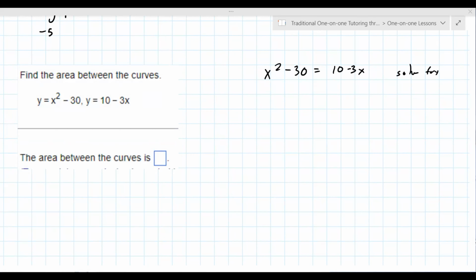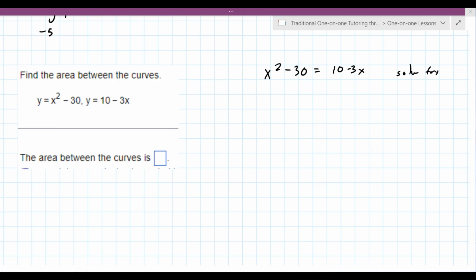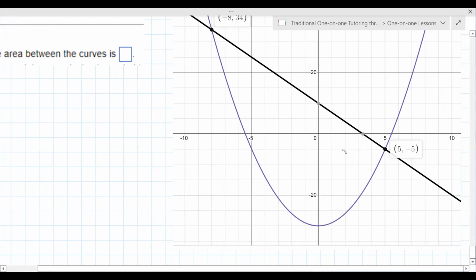All right, so let me zoom out a little bit. Just change this window. All right, that'll do nicely. Okay, so here is a picture of this. Let me scale it a little better.